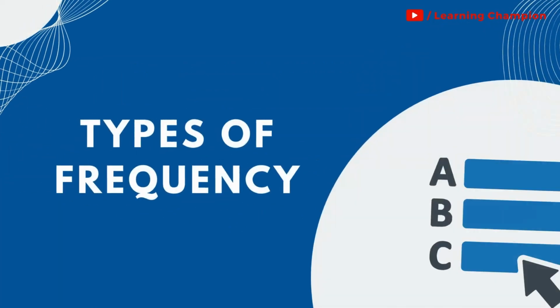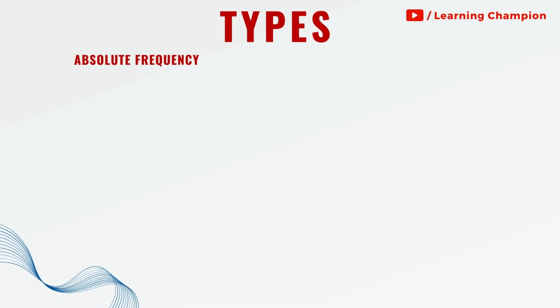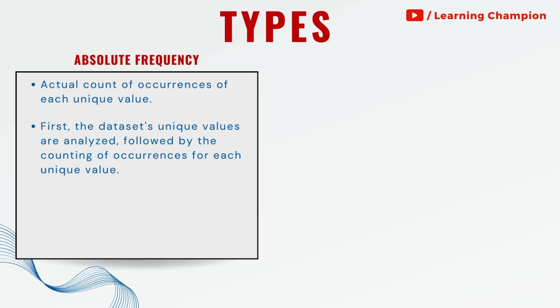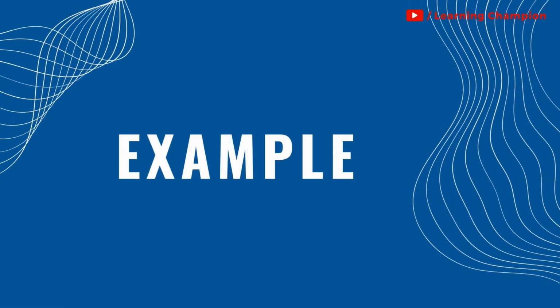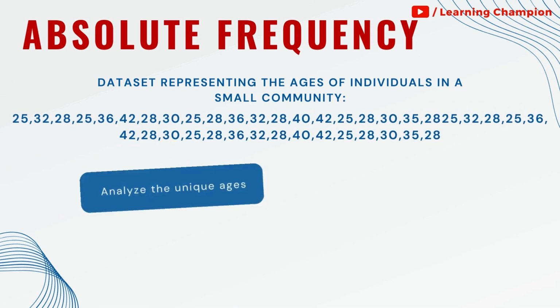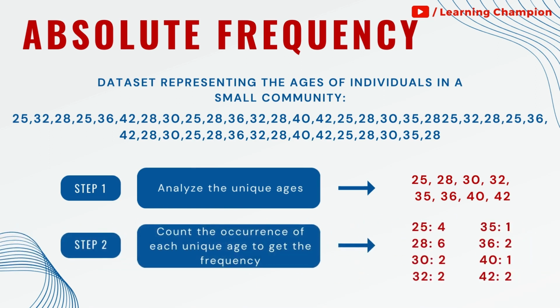Let's now see different types of frequency and understand each of them using examples. First type of frequency is absolute frequency. It is the actual count of occurrences of each unique value. First, the dataset's unique values are analyzed, followed by counting of occurrences of each unique value. We'll try to understand this type of frequency using an example. Consider a dataset representing the ages of individuals in a small community. To find the absolute frequency, we will first analyze the unique ages in our dataset, and then we will count the occurrences of each unique age to get the frequency. As you can see, 25 occurs 4 times in a dataset, 28 occurs 6 times, and so on.